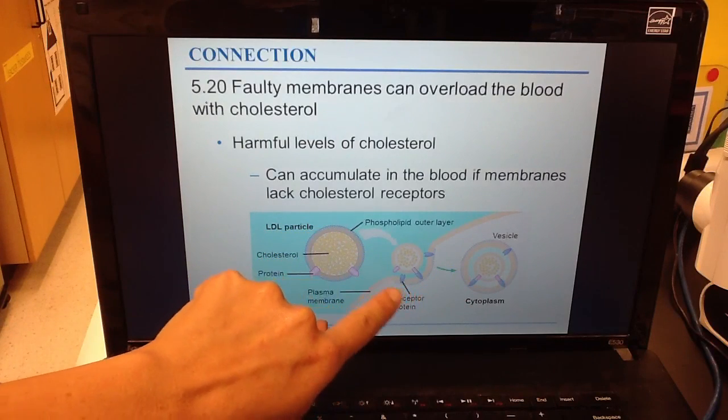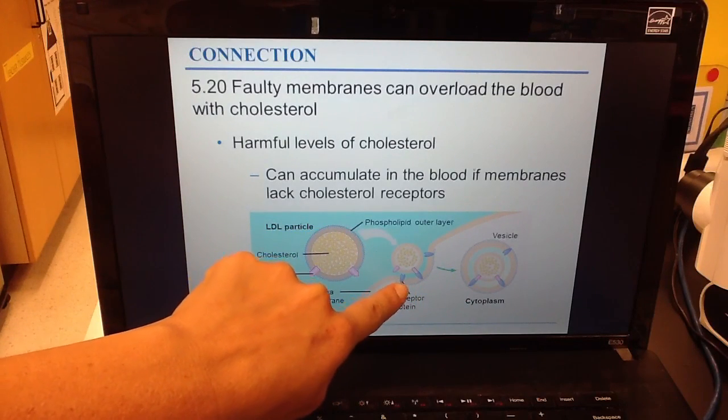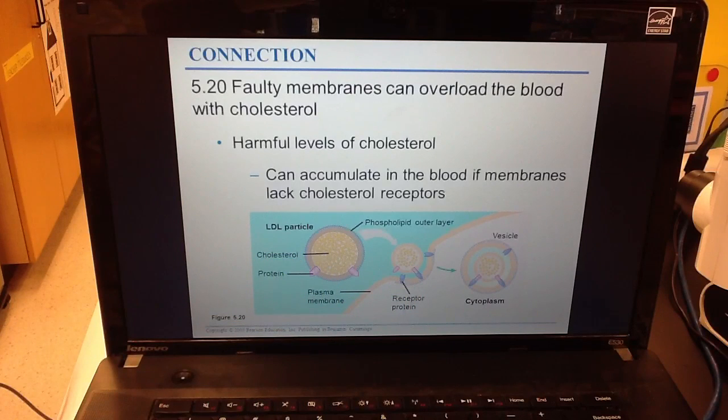If you're missing these receptor proteins, your cholesterol will never enter cells, and therefore you'll have high levels of cholesterol in your blood, which can cause special health risks. And we're done.